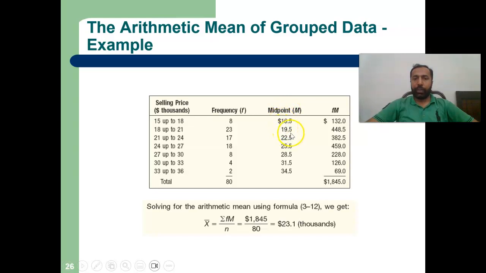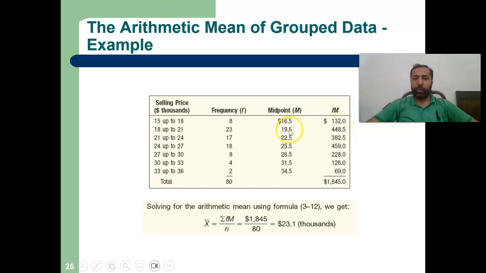Similarly, 19.5 is exactly at the mid of 18 and 21. So we can call 19.5 the midpoint. In this way, we shall calculate the midpoints of all these price ranges. Then in the next step, we shall multiply this midpoint with the frequency. So 16.5 multiplied by 8 will be equal to 132.